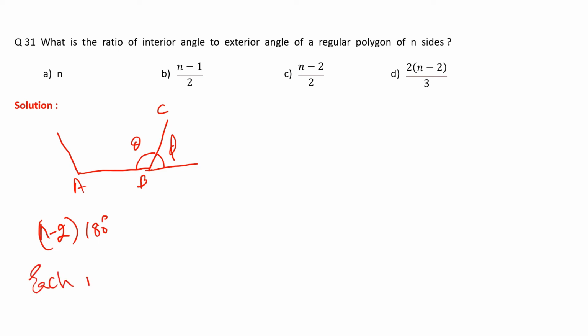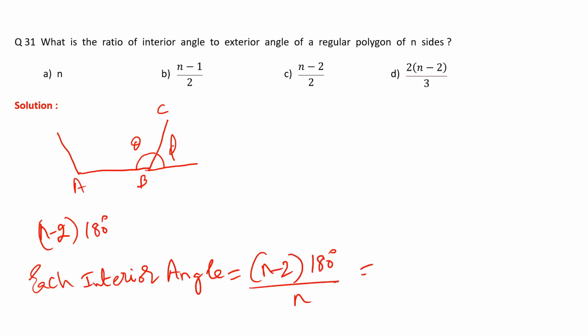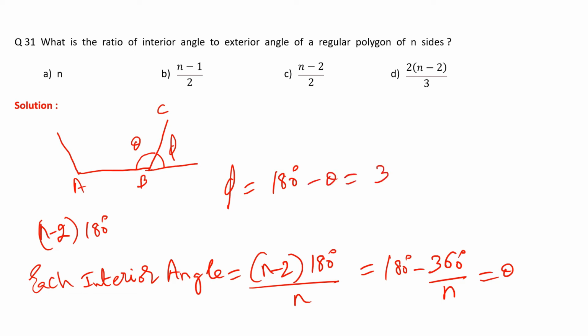So that means each interior angle, since all the interior angles are equal, will come out to be (n minus 2) into 180 degrees divided by n. When we simplify this, we get 180 degrees minus 360 degrees by n. Fine. So this is the value of theta. So now we can find phi, which is going to be the exterior angle. That will be 180 degrees minus theta. So obviously it is going to be 360 degrees by n. Fine, because both were forming a linear pair.